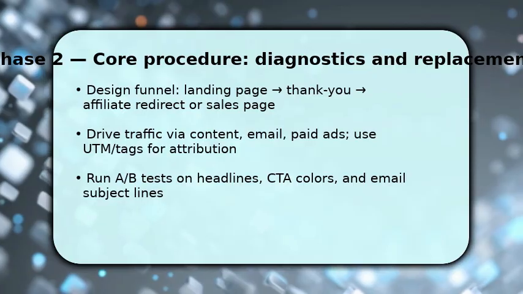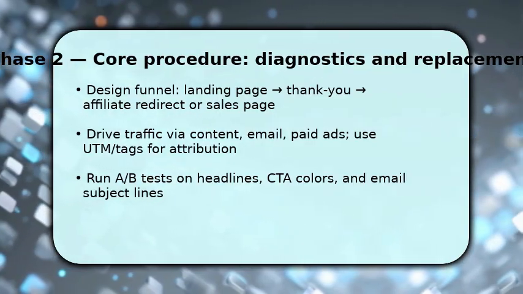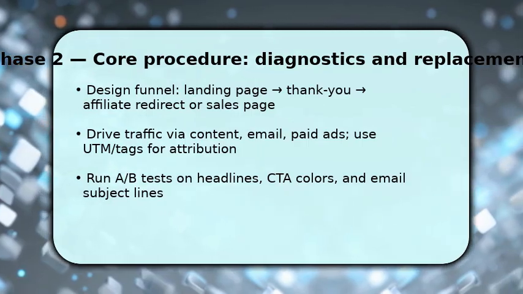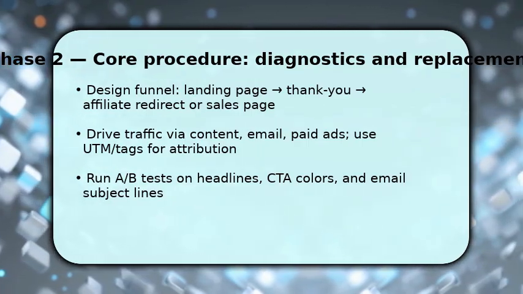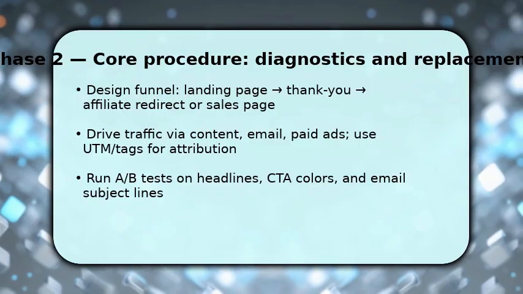Once traffic flows, implement split tests. Change headlines, CTA copy, or button colors, and compare conversion rates. Monitor open and click metrics, and pause losing variants. This iterative approach improves ROI and uncovers winning combinations.